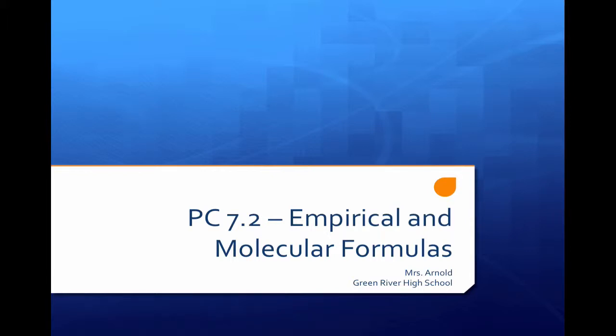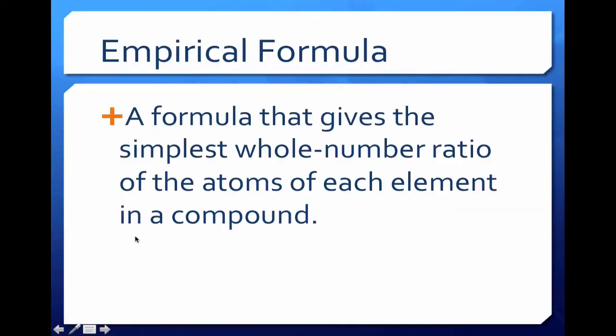This is Chemistry Podcast 7.2, and we're going to talk about empirical and molecular formulas. The definition of an empirical formula is a formula that gives the simplest whole number ratio of the atoms of each element in a compound. Basically, that's a lot of words that just say you need to take the subscripts in the formula and reduce them down if you can.